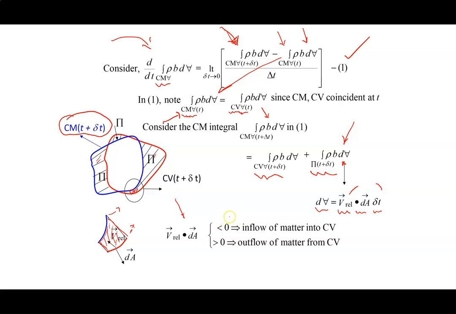Wherever it is less than 0, you have inflow of matter into the control volume, and where vrel dot dA is greater than 0, you have outflow of matter from the control volume. The way I've shown it here, the relative velocity vector is pointing in this direction and the area vector is pointing in this direction. I get an obtuse angle, in which case the dot product is going to be negative, correct? And if it is negative, then I have inflow of matter into my control volume.